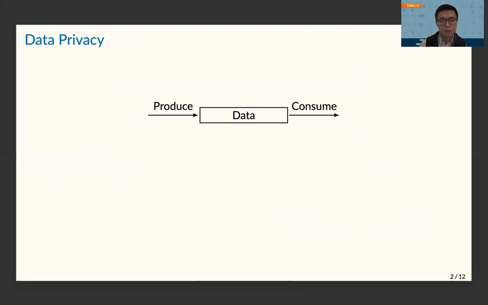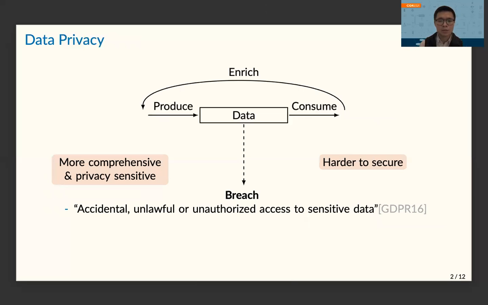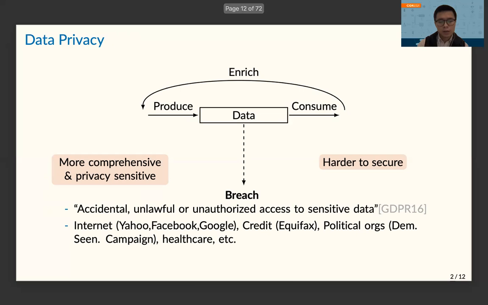The reason we need encrypted databases is to protect data privacy. As all of you know, data is produced, consumed, and constantly enriched in a variety of different ways. As a result, the data has become more comprehensive and privacy sensitive. On the other hand, it has also become harder to secure, as seen by the constant occurrences of data breaches. This has become a problem not only for internet companies, but also for credit bureaus, political organizations, the healthcare industry, and many more. So this is a really important problem.